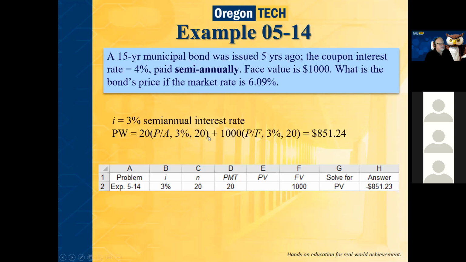So that's where they get this present worth of 20 years, because it's twice a year for 10 years, 20 payments. 3% because it's twice a year, half of the discount rate, 6.09. Again, over 20 years for your interest factor. And at the end of 20 payments, you get the principal of $1,000 paid to you. Adding those two things together, you get $851.24 for that part. How I did it on mine?